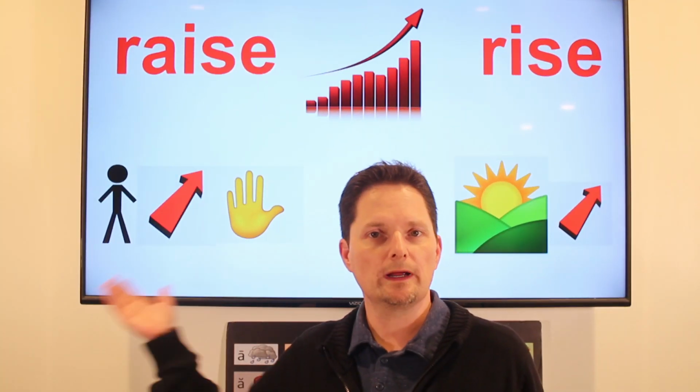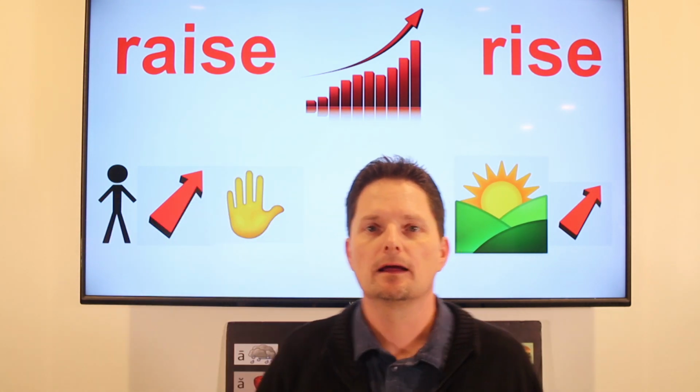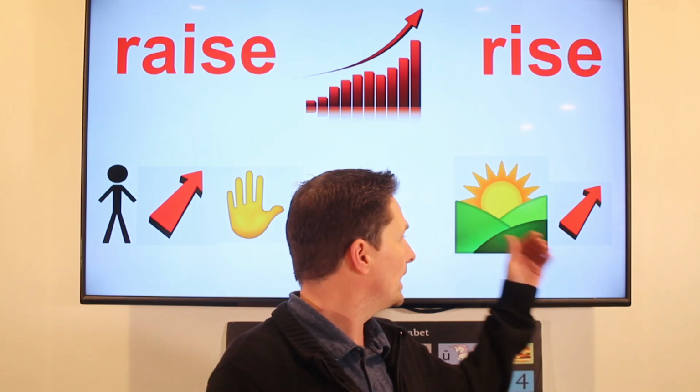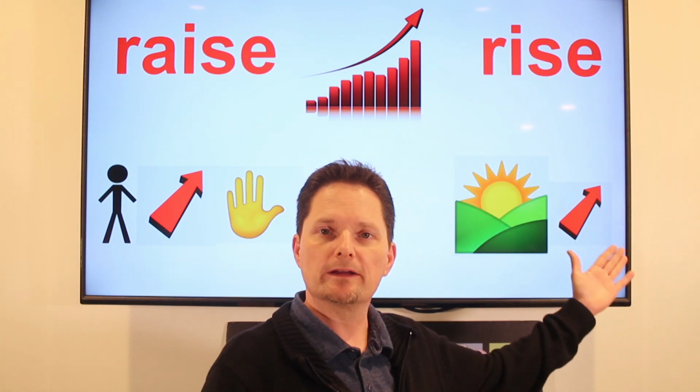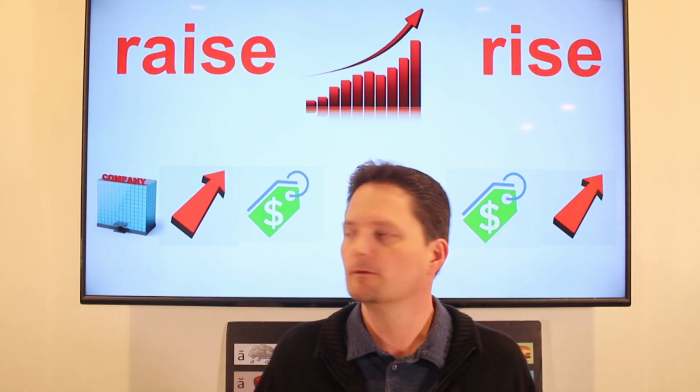Very good. Let's look at the difference. When we use raise, we have a subject, a verb, and an object. I raised my hand. And when we use rise, we have a subject and only a verb. There is no object. The sun rises. So we see the difference with the example.